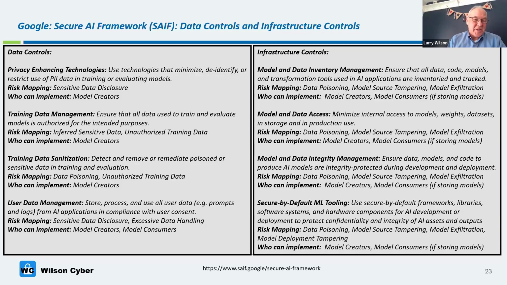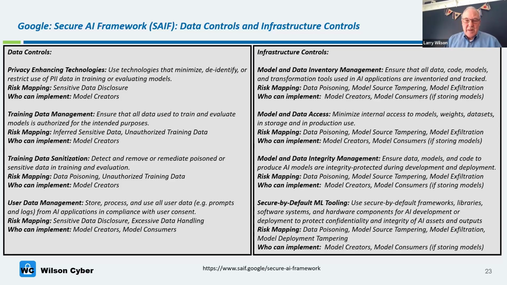And I'm just doing a high level on this. It's a very detailed document that Google has, and it's up on their website, and I've given you the link here. I have to go through this quickly because we don't have that much time. We have user data management: store, process, and use all user data, prompts, and logs from AI applications, mapping to sensitive data disclosure and excessive data handling. In this case, both the model creator and the model consumers implement these controls, because you can implement the user data management controls both under development and as a consumer in deployment.